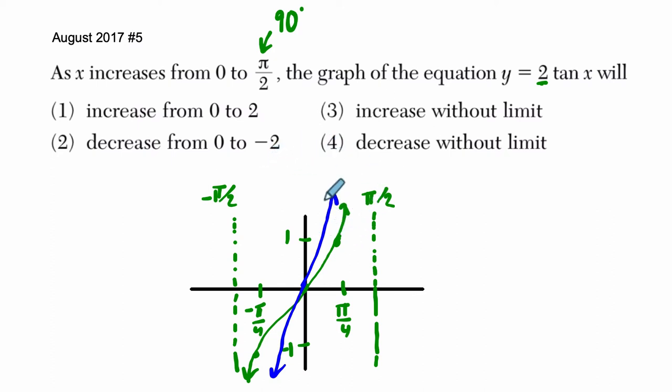And as you can see, as it goes between 0 and pi over 2, it's increasing without limit. That's the answer, choice 3. It would decrease without limit, let's say, if we were going from 0 to negative pi over 2. Or there are other intervals we can look at. But really, to understand this question, I think we should look at the unit circle.